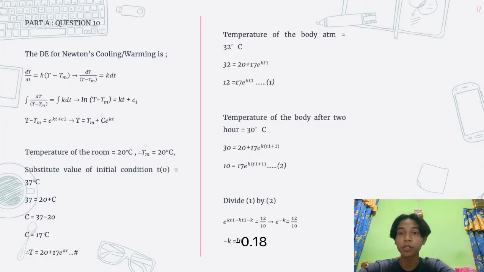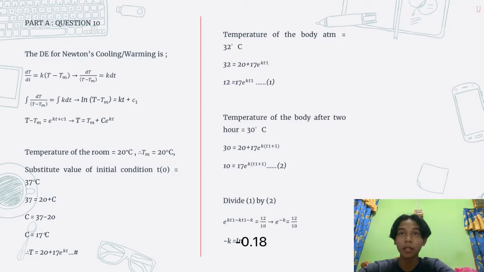So for part A question 10, the DE for Newton's cooling or warming is as shown above. We can use the given information, such as the temperature of the room is 20 degrees Celsius, so we can conclude that Tm is 20 degrees Celsius. After that, we can substitute the initial condition T0 equal to 37 degrees Celsius, and we will get the first equation, which is T equals 20 plus 17e to the power of kt.